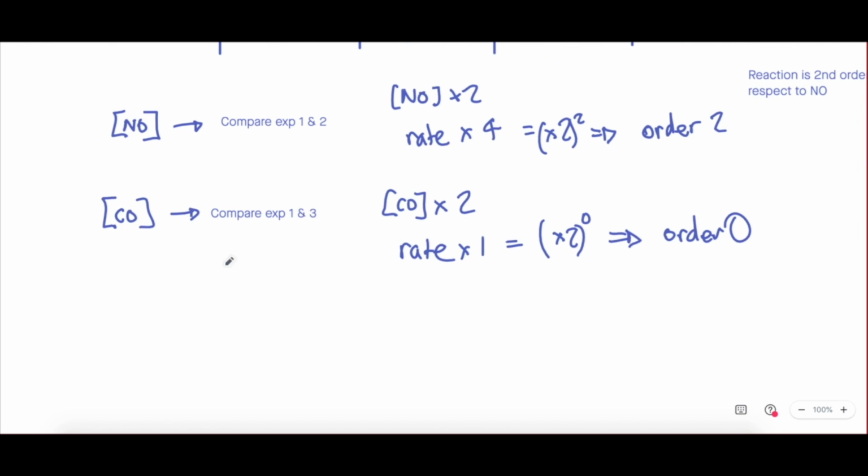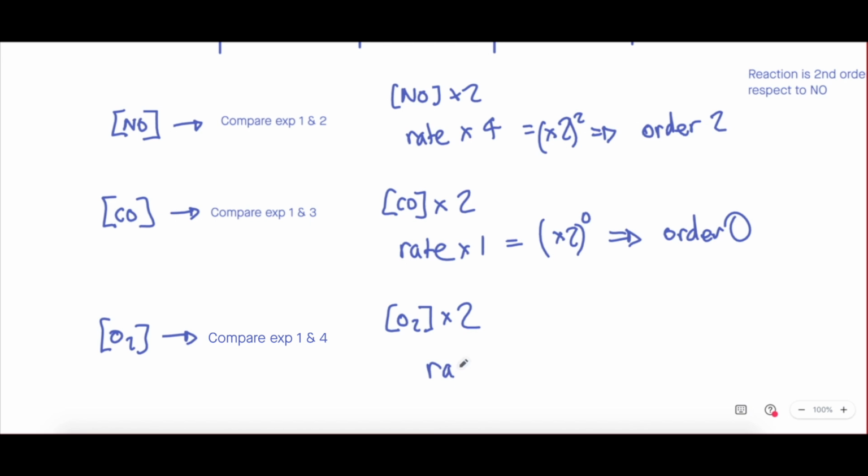And if you do the same for oxygen, you should find the same thing. You compare experiment 1 and 4. What you find is that oxygen doubles, but the rate stays constant. It's multiplied by 1. So same thing again, it's multiplied by 2 to the power of 0, which tells you that's also order of 0 with respect to O2.